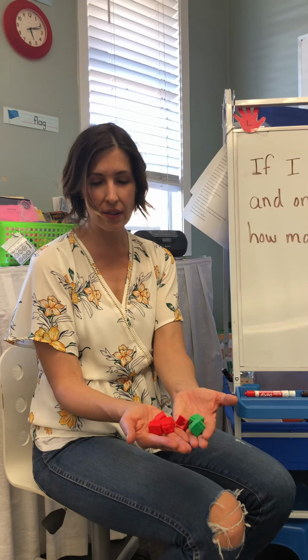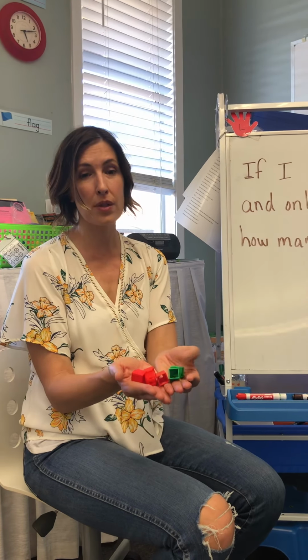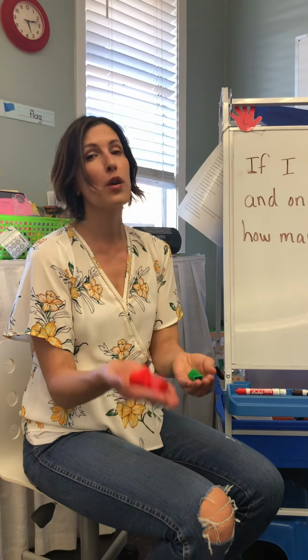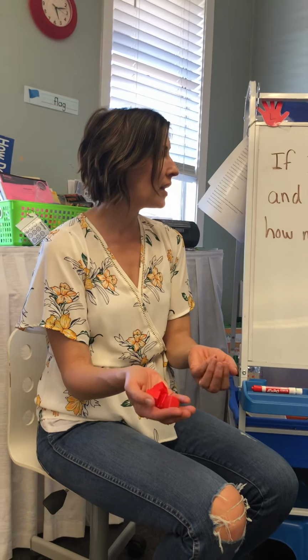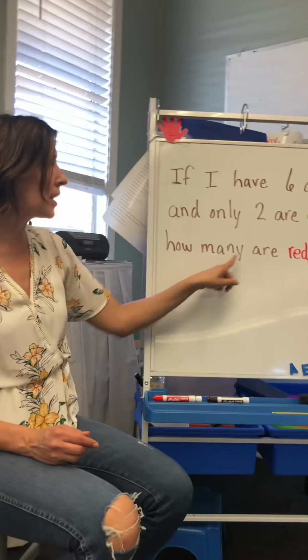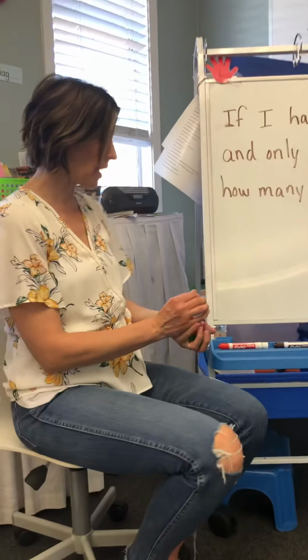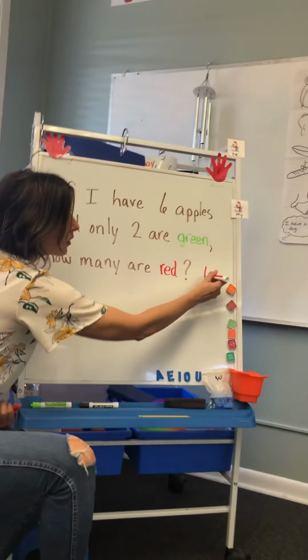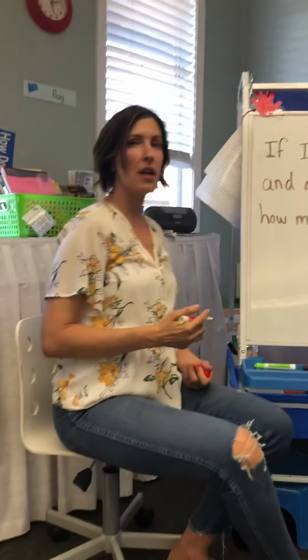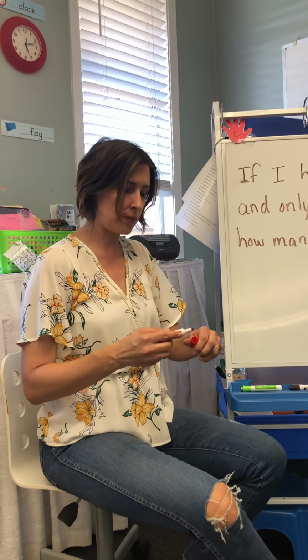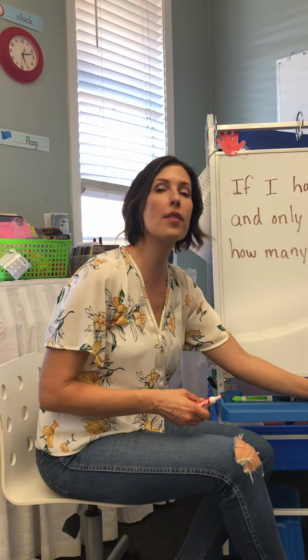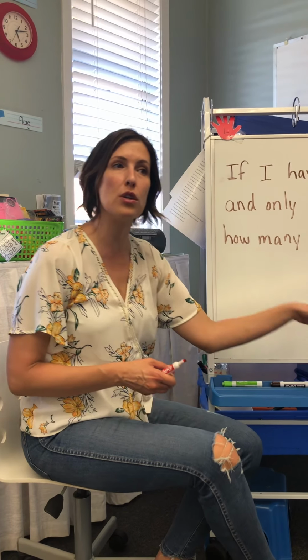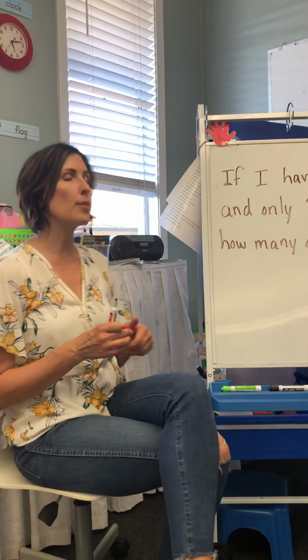That's right. So we have the 6 apples. 2 of them are green, 4 of them are red. So what is our answer? How many are red? Well, our answer would be 4. 4 are red. How would we draw this? How would we draw this on a piece of paper to show that we know that 4 of them are red?